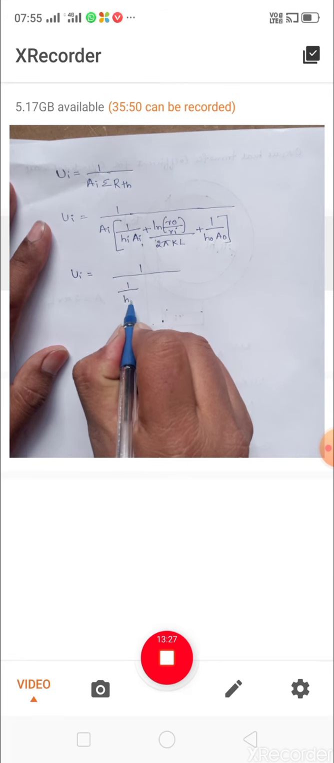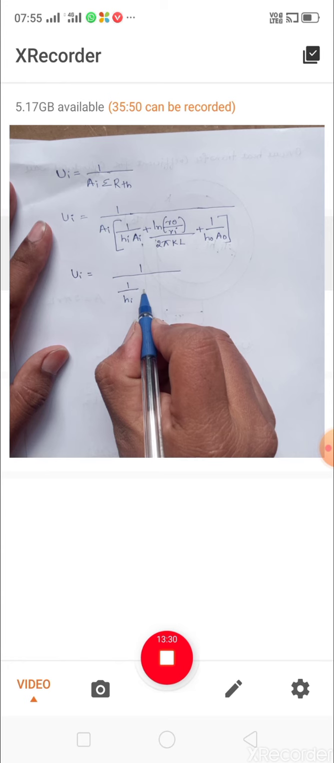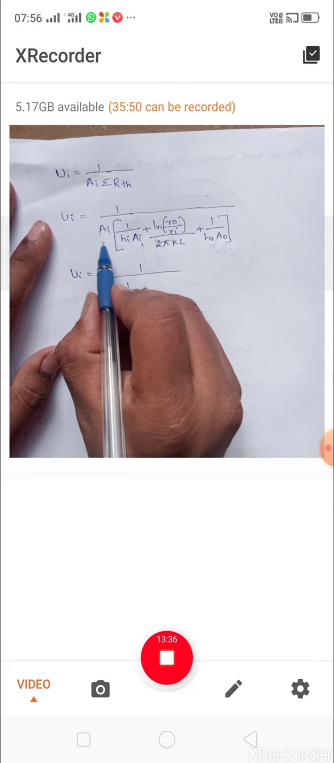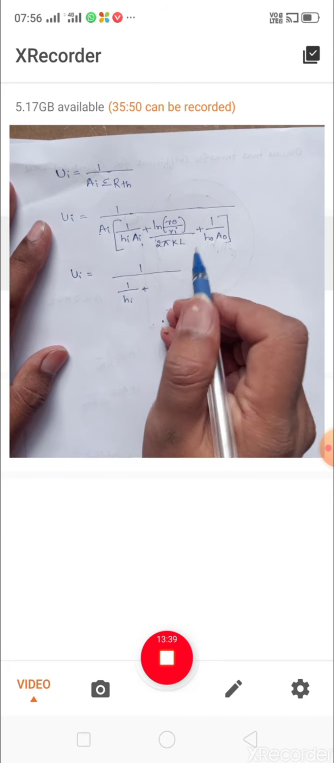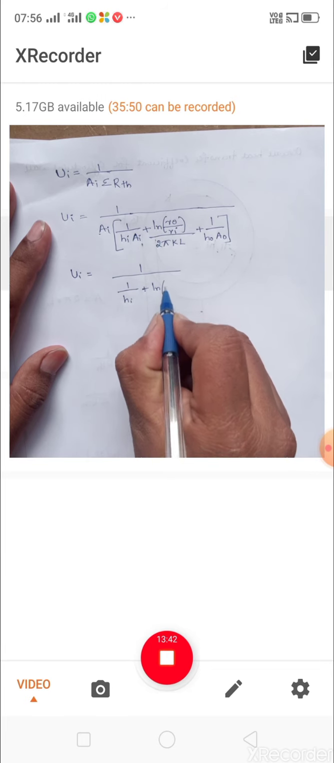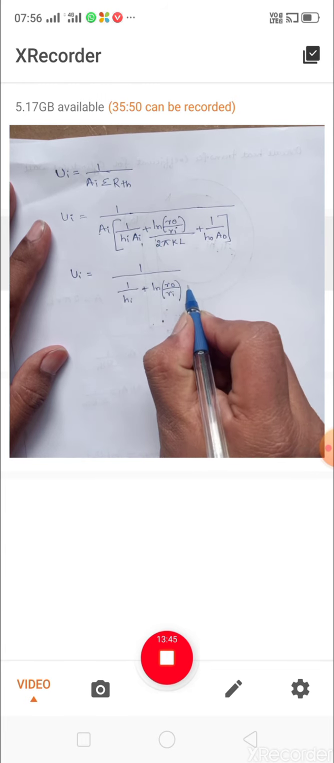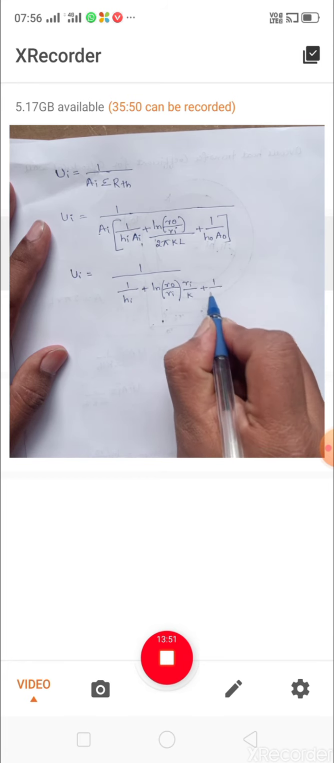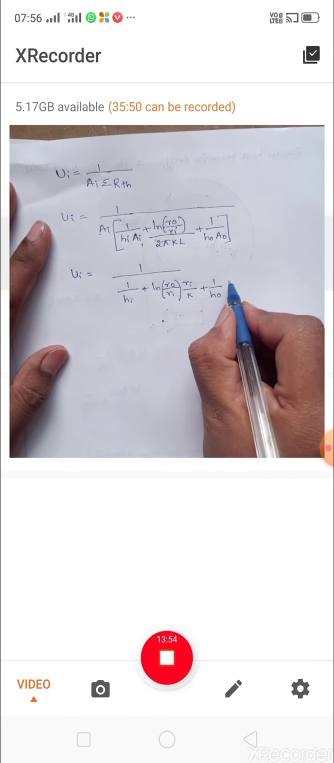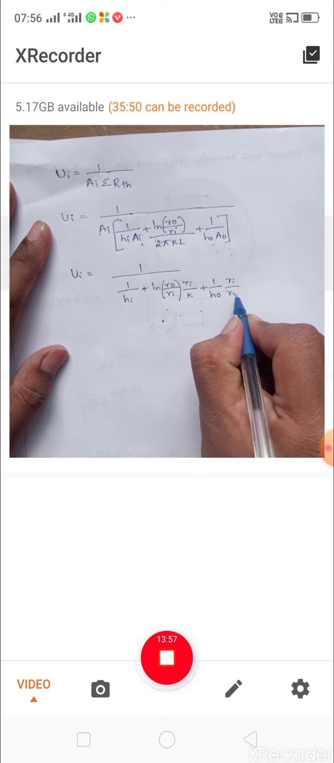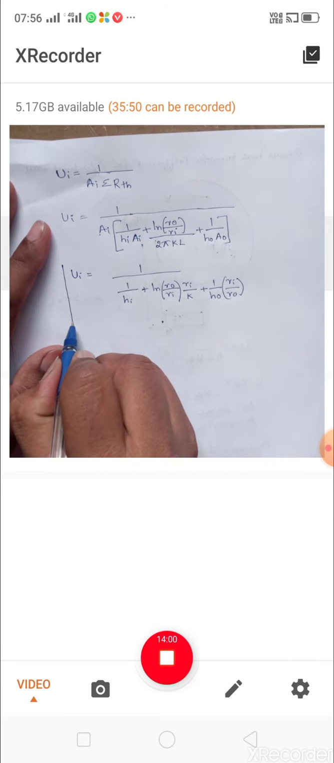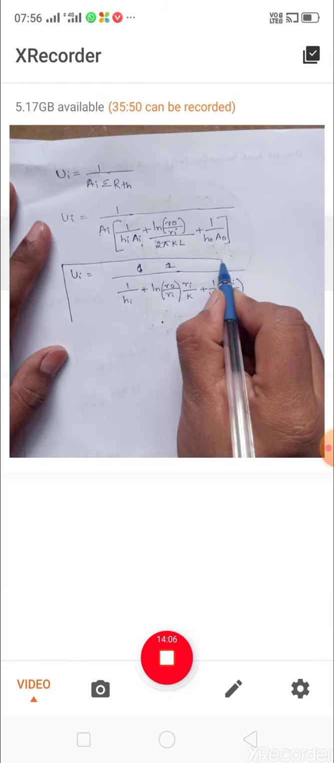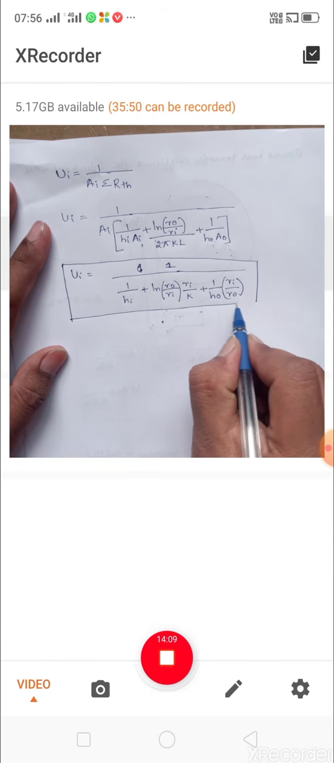So my term will be 1 divided by Hi, plus, in the numerator it is Ai, where Ai is given by 2 pi Ri into L, where 2 pi L gets cancelled. The terms remaining will be log to the base e of R naught by Ri. So here Ri divided by K, plus 1 divided by H naught into Ai divided by A naught, so this will be Ri divided by R naught. So this is my final expression for the overall heat transfer coefficient based on the inner surface of the cylinder.